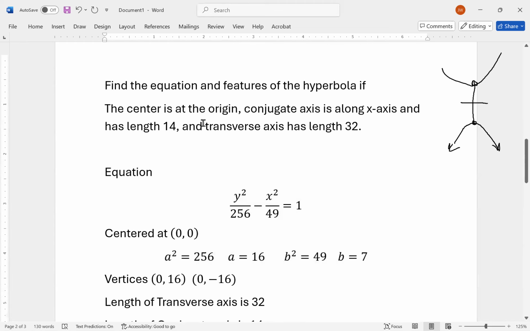The hyperbola whose center is at the origin, whose conjugate axis is along the x-axis of length 14, and whose transverse axis has length 32.